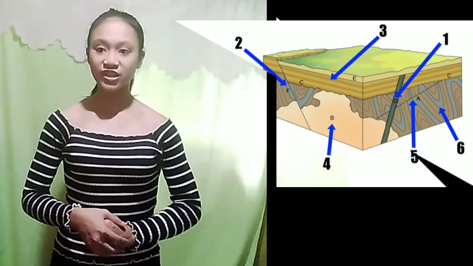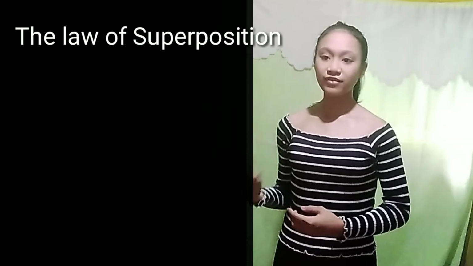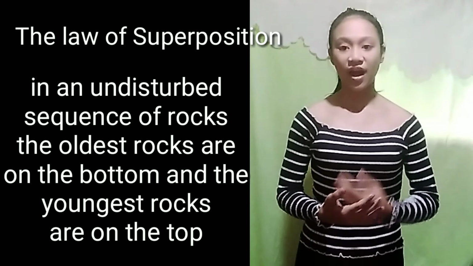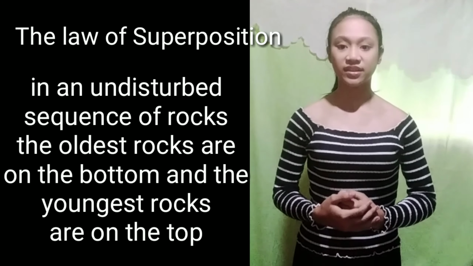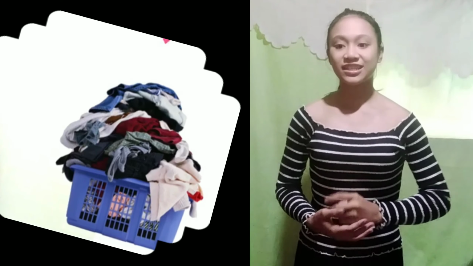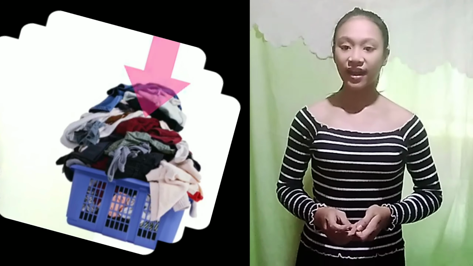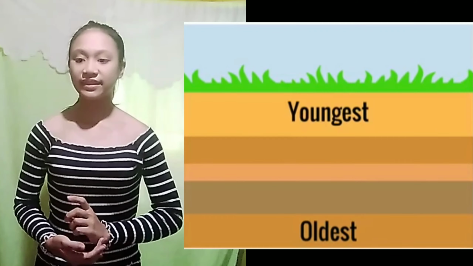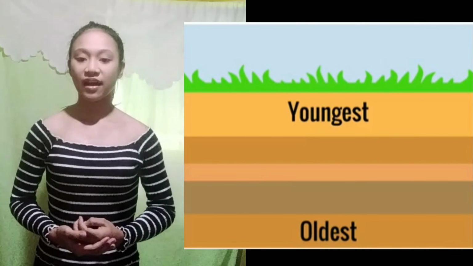Let's look at each of these three laws. The law of superposition states that in an undisturbed sequence of rocks, the oldest rocks are on the bottom and the youngest rocks are on the top. We can compare this to an analogy of a laundry basket. Each day as you add dirty clothes to that laundry hamper, the layers stack one on top of another, and as long as this stack is not disturbed, the oldest clothes will be on the bottom and the youngest will be on the top. The same is true with any undisturbed rock sequence. The oldest rocks are on the bottom and the youngest are on the top.